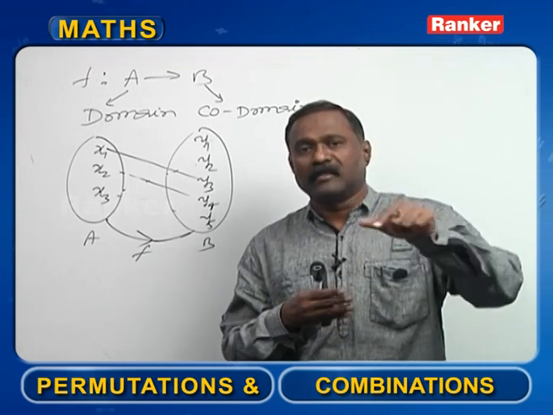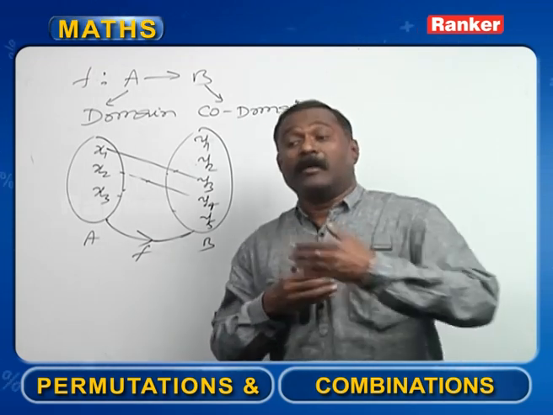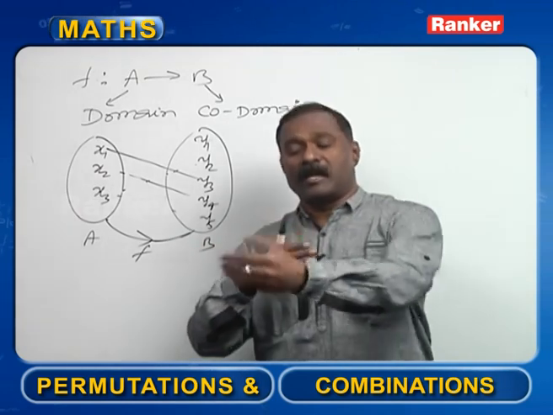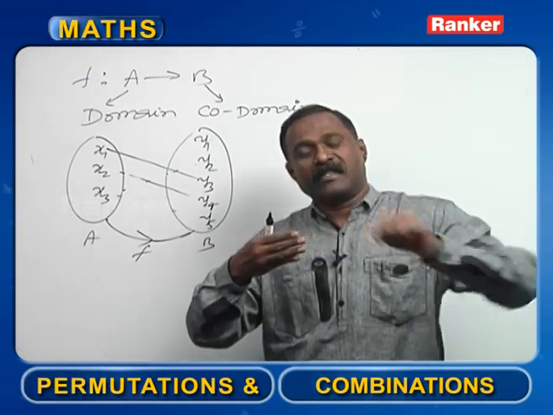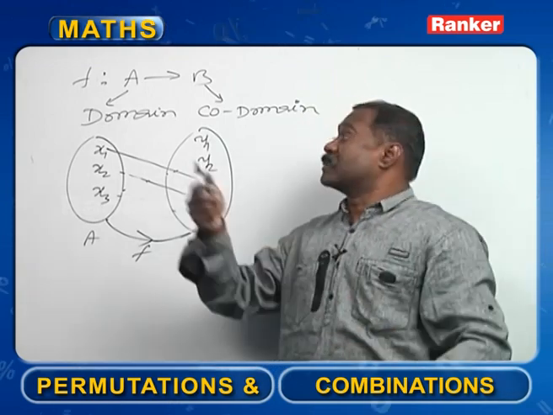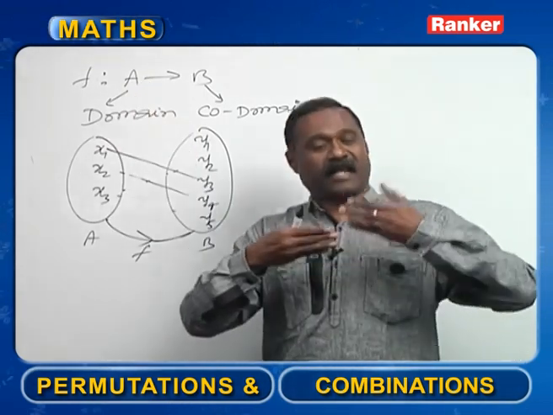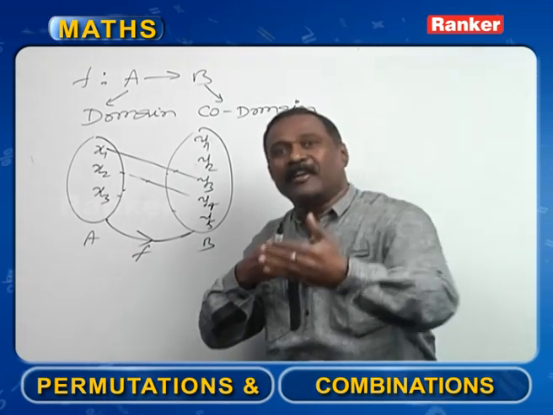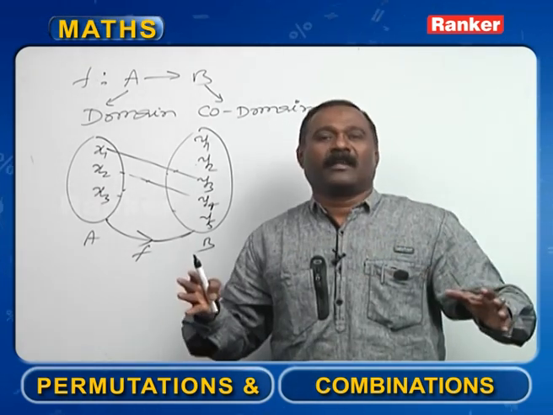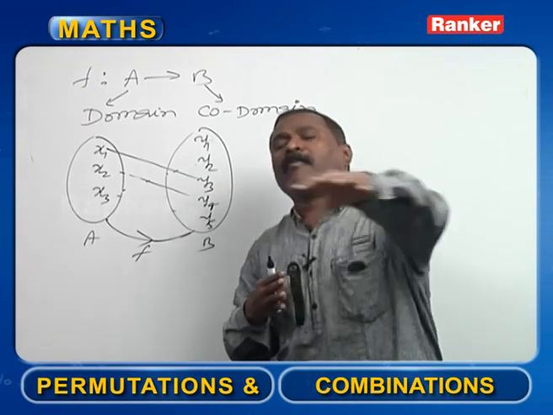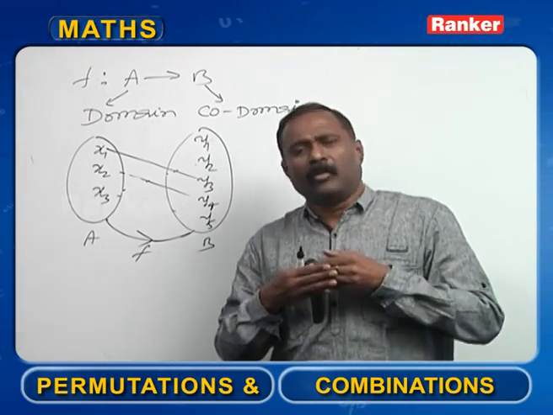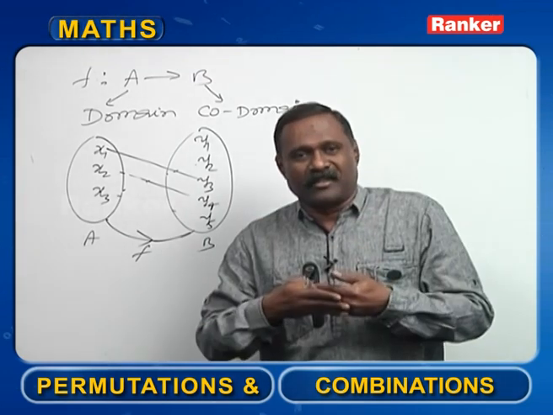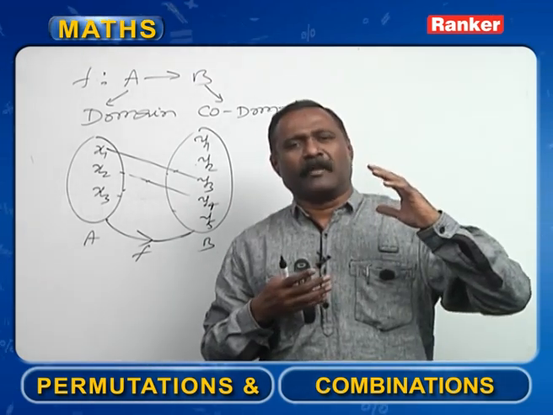Unlike that, if the teacher comes and asks your name and marks it here, that means the students present in the class are taken to be set A, and set B is the attendance register in the teacher's hand. Then set A to set B will definitely be a function, because everybody in the class will have a unique roll number, and everybody will be associated with the attendance register. So that is a simple example for a function.